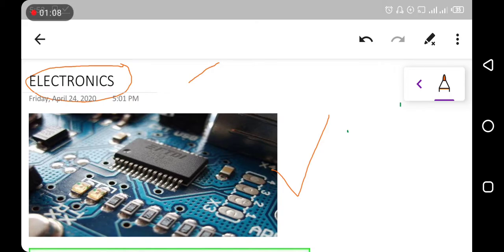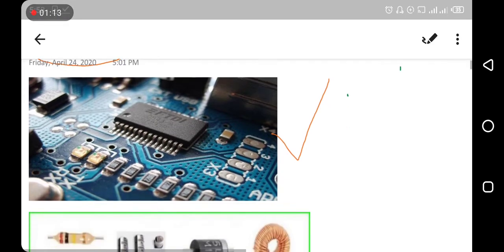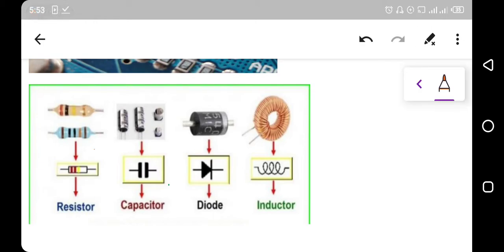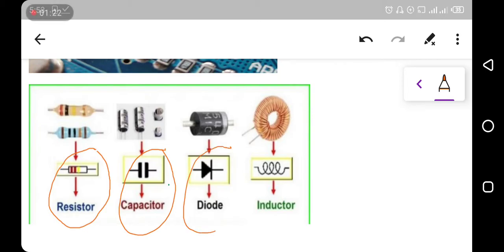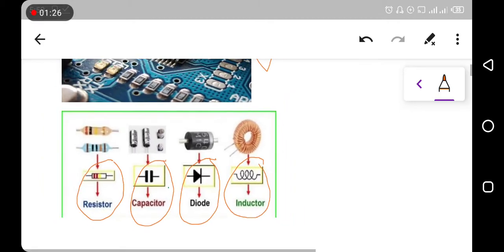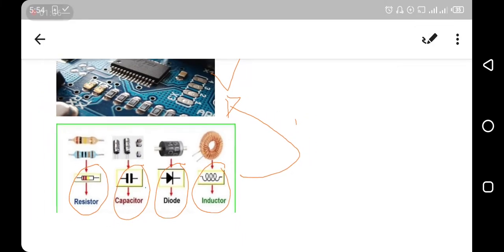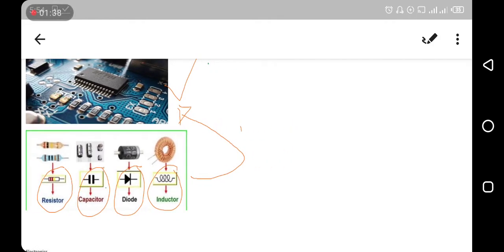So also this is a complex system which is made by components like this. We have the resistors, we have the capacitors, we have the diodes, we have the inductor. So those components are used to make this complex system. If you observe, you will find those capacitors, diodes, inductor in that system.